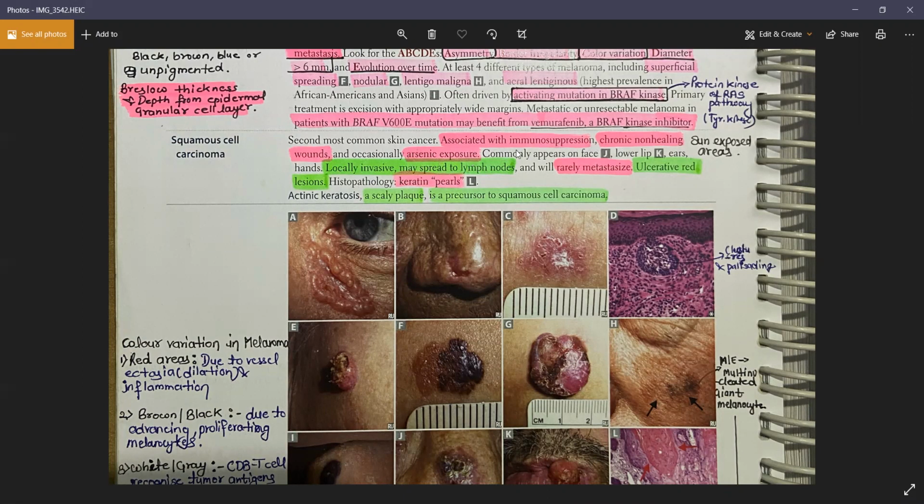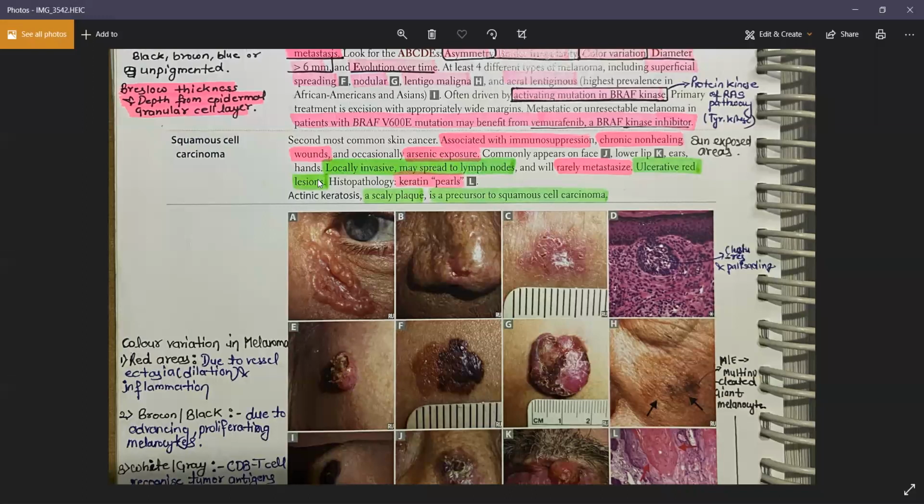Okay, it can appear on the face, on the lip, on the ears, on the hands. So you can say anywhere on the body it can appear, mostly on the peripheral locations, right? It is locally invasive and can spread to the lymph node. Of course, metastasis is very rare. Okay, it is an ulcerative kind of mass.